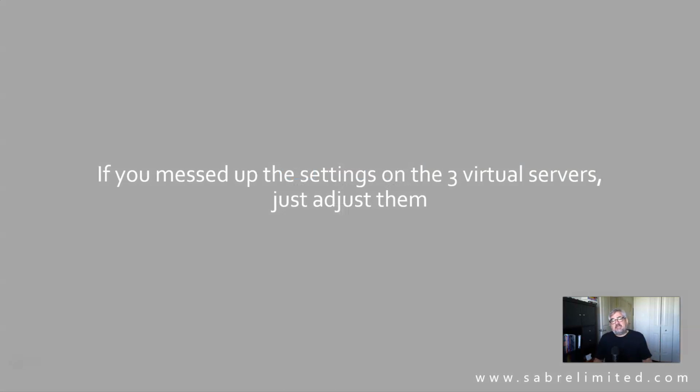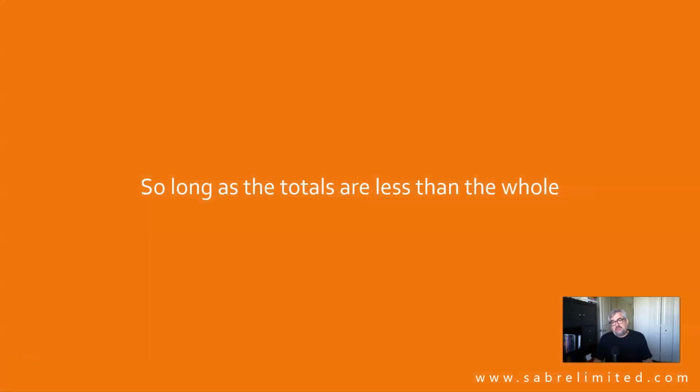If you messed up the settings on the 3 virtual servers, you just adjust them. As long as the totals are less than the whole, you're fine. You have to leave some for the main server itself that's running the hypervisor. It needs some, so there's a little bit of overhead. But the hypervisors are super efficient. They're directly giving the memory, the CPUs, and the hard drives to those virtual servers.